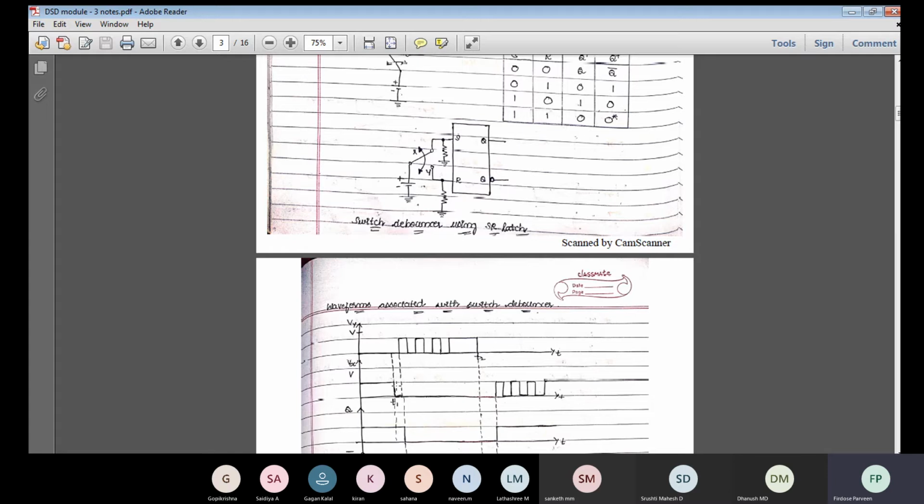It is 0, 0. That means it is in the previous state. So what is the previous state? It is 1. Okay, it is 1. So it remains with 1 only. Okay. So now what happens when the switch is moving from X to Y?